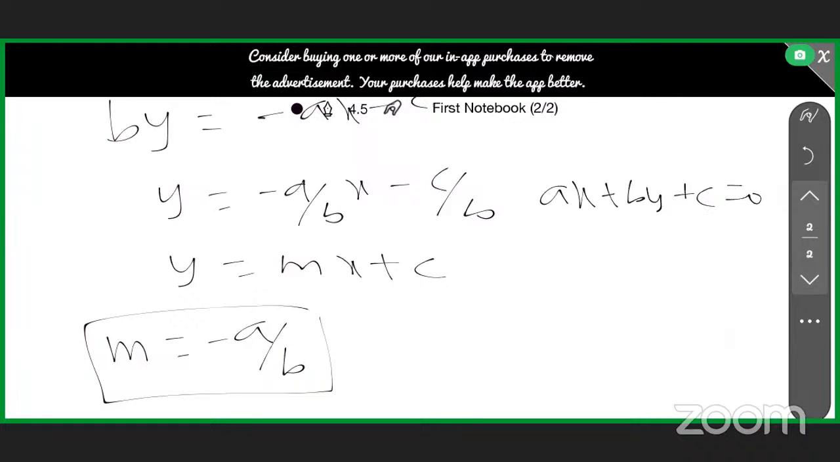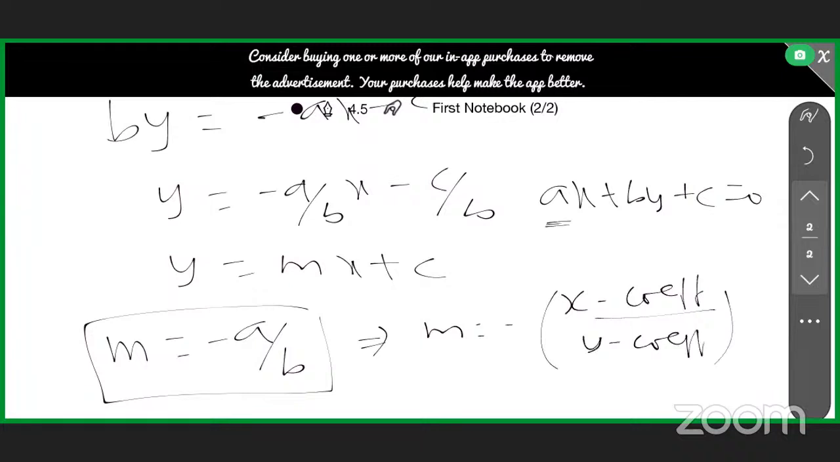Another easy way of remembering this is slope m is equal to minus of x coefficient divided by y coefficient. If you look carefully, a is my x coefficient and b is my y coefficient. You understand? The slope of the line ax plus by plus c is equal to 0 is minus a by b, or else minus x coefficient divided by y coefficient.